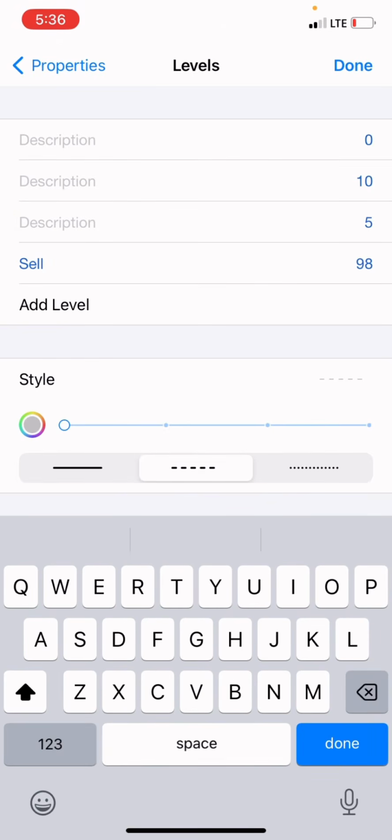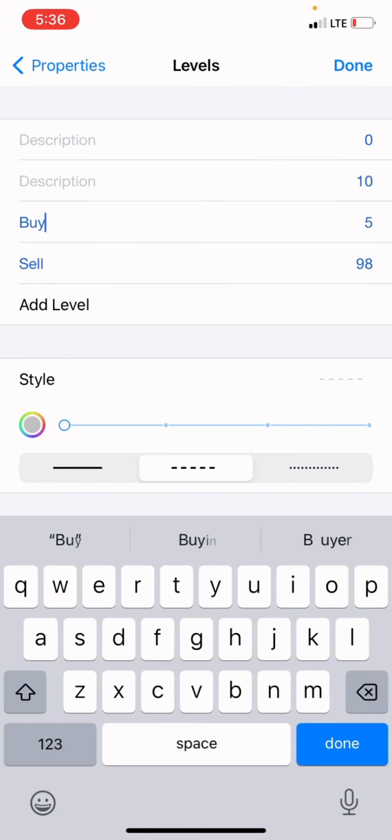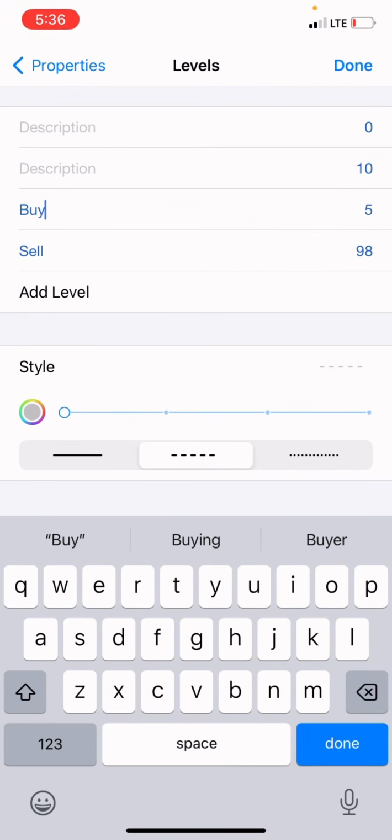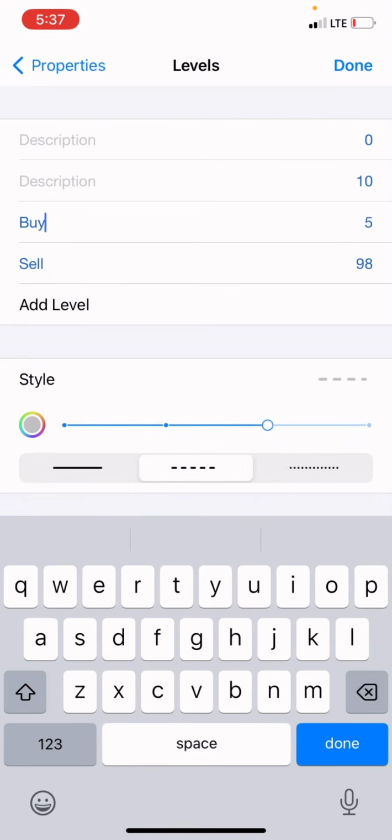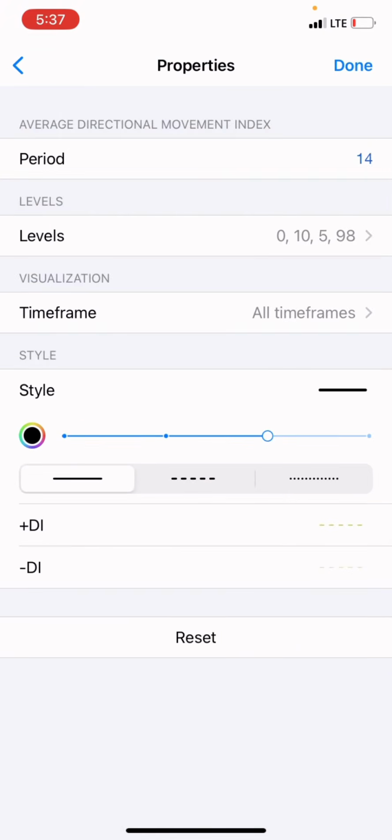Okay, level 98 guys. Right here we're going to add sell at the level 98. Then on the 5 right here we're going to put buy. Then after that you put the style on 3 pixel, while the color is going to be black. Then you put the line on the space line, which is this one in the middle. Then you click on done.